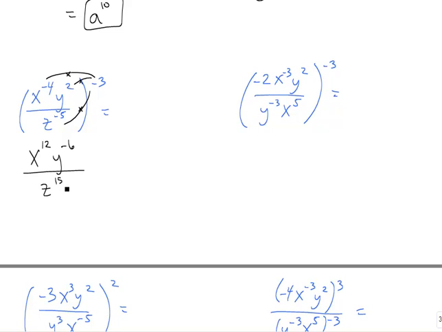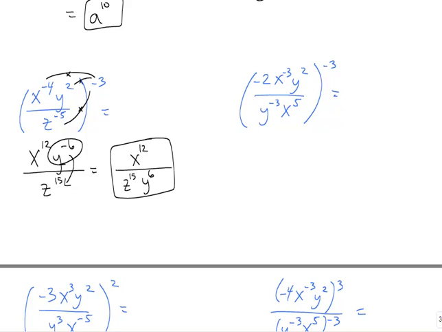Now, I don't want to leave any negative exponents in my answer, so this is almost done, but not quite. I have this y to the negative 6. I don't want a negative exponent, so I just flip it down. So this y to the negative 6 turns into a y to the positive 6. And any terms that already had positive exponents, like my x's and my z's, are going to stay put. So x to the 12th and z to the 15th stay where they started. Since I only have one x, one y, and one z term, this is simplified.